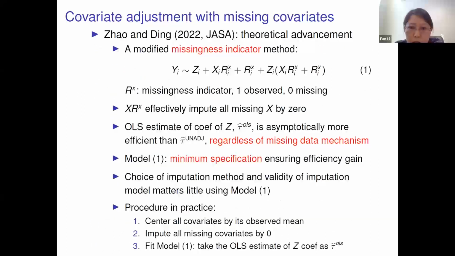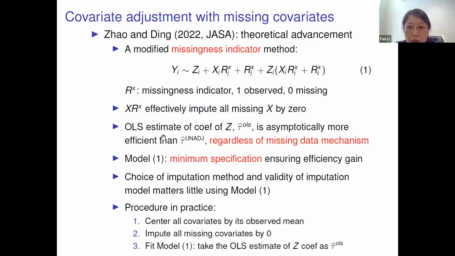So in other words, if you look at here, these two you can view almost like an augmented covariate with missing data. So you have the missing data indicator, and you also have this interaction term between X and Rx. What this effectively does, you can easily show to yourself, is effectively impute all missing X by 0. If anything is missing, then it's 0. So you actually don't need to do any imputation. Okay, so this is what they call the modified missing indicator model.